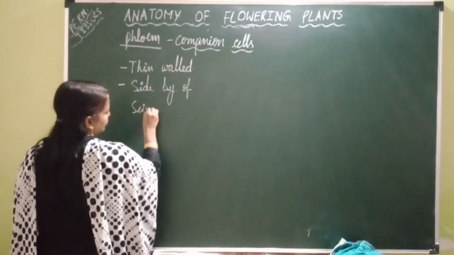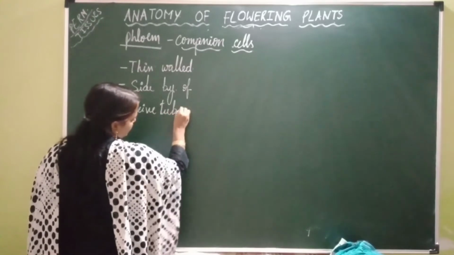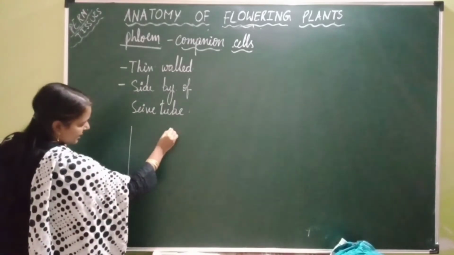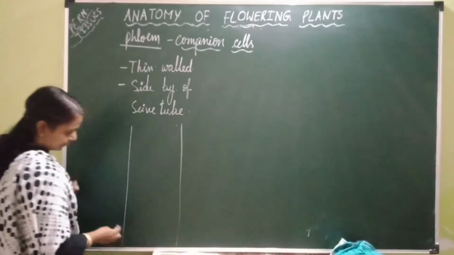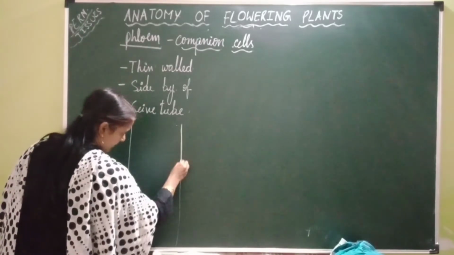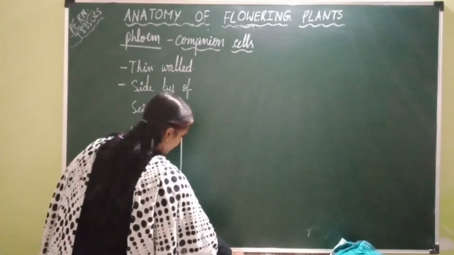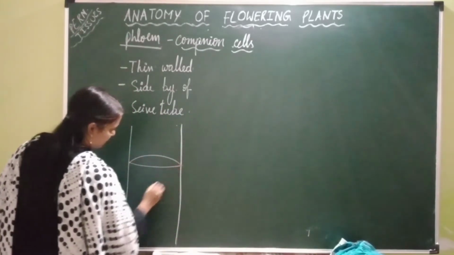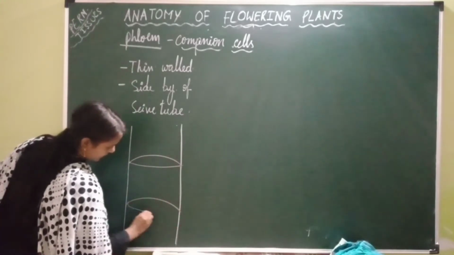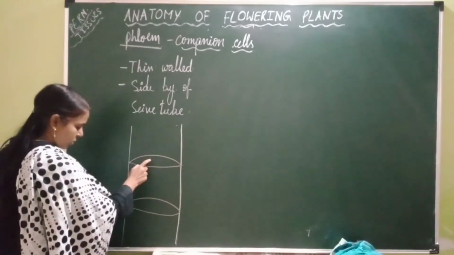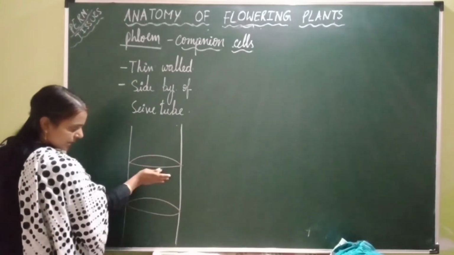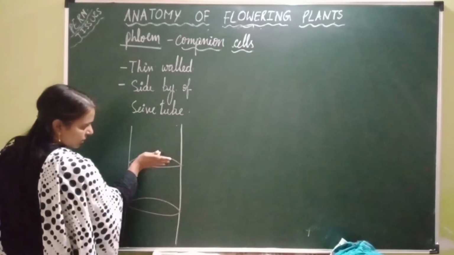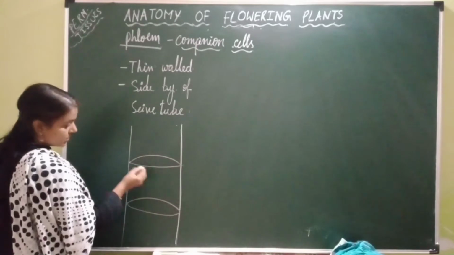Okay, let's say this is a sieve tube. We already studied that a sieve tube is made of several sieve elements or sieve members. This is one sieve member, this is the next sieve member, and these are the cross walls of sieve members or sieve elements.